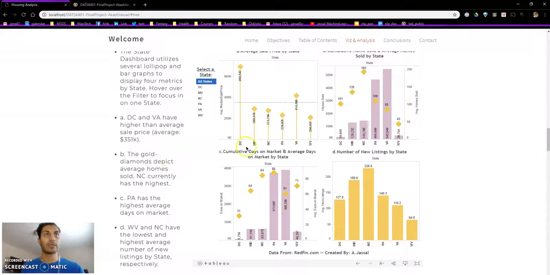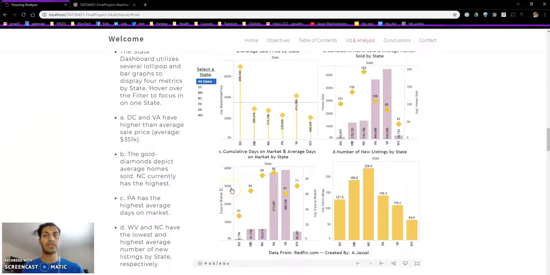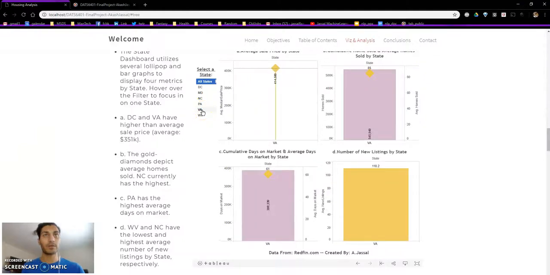NC is currently the highest at 193. Pennsylvania has the highest average days on market at 88. And West Virginia and North Carolina have the lowest and highest average number of new listings by state, respectively. And everything is dynamic, so if you wanted to subset on a certain state, you certainly can do so.